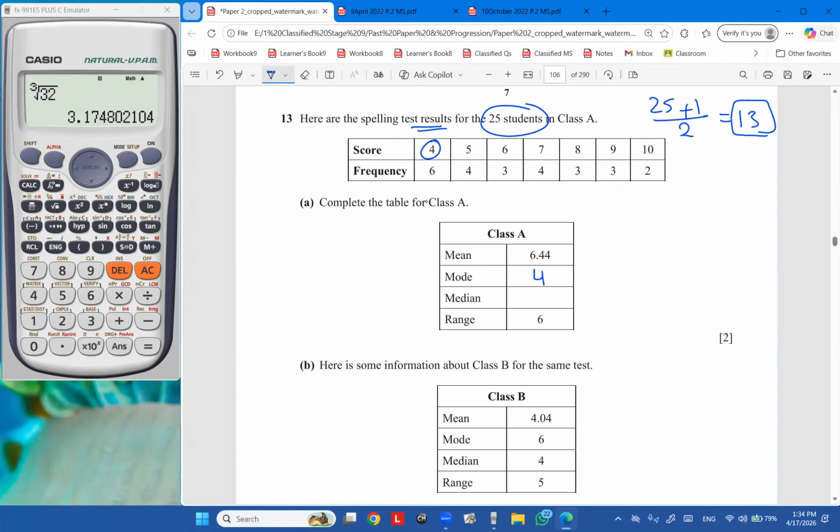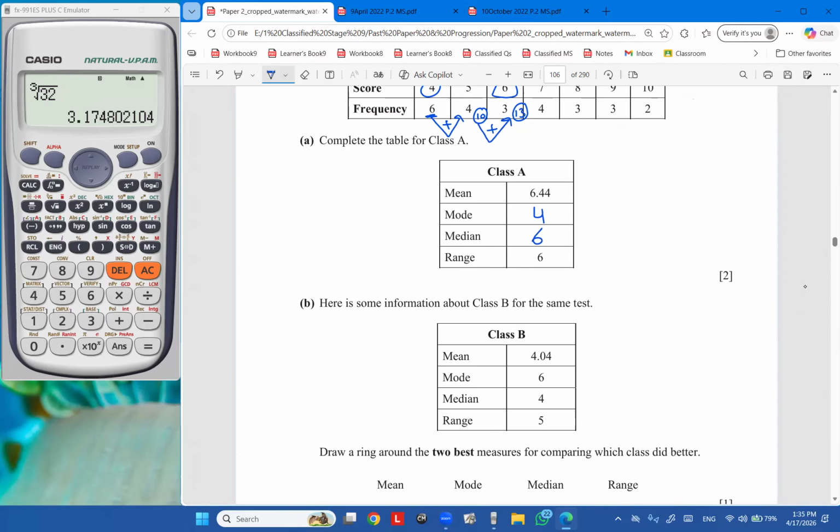So I need to go to the frequencies and ask myself, the first frequency, 6, did it pass or reach 13? No. Add it to 4, gives you 10. Did the 10 pass or reach the 13? No. Add it to the next one, which is 3, gives you 13. Did it pass or reach the 13? Yes. So the median is 6. All right, so it is here, 6.